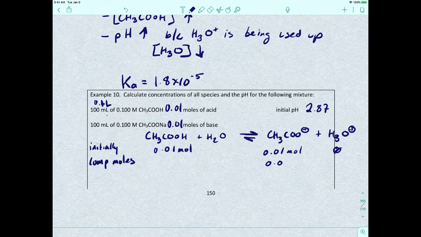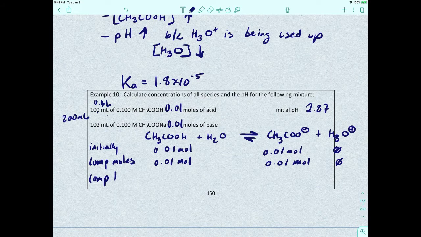So the concentration of acetate ion remains unchanged. It's still 0.01 moles. You have no moles of hydronium ion, and the number of moles of acetic acid is still unchanged, 0.01 moles. All right, so by adding those 100 plus 100 mils, that's going to give you 200 milliliters total.